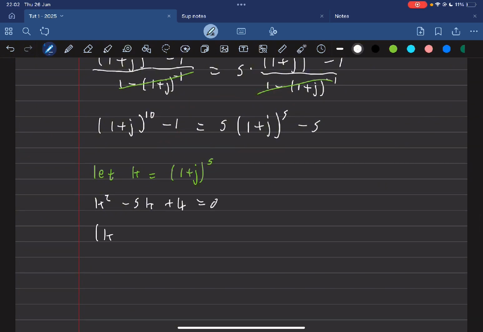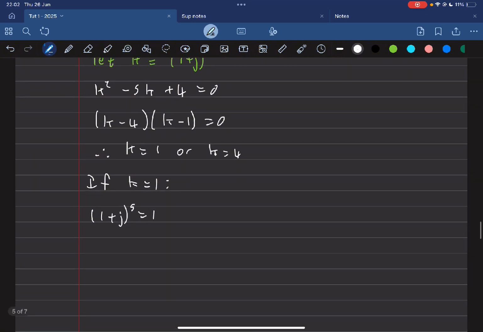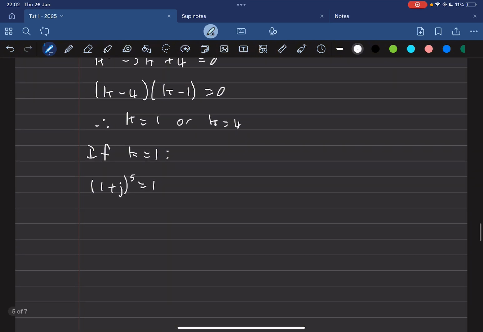We can easily factor this into (k − 4)(k − 1) equals 0. Therefore, k equals 1 or k equals 4. Cool. So now let's consider if k equals 1. Let's start with this one. If k equals 1, then we get that (1 + j)^5 equals 1. If we raise both sides to the 1 over 5, we get 1 + j equals 1.